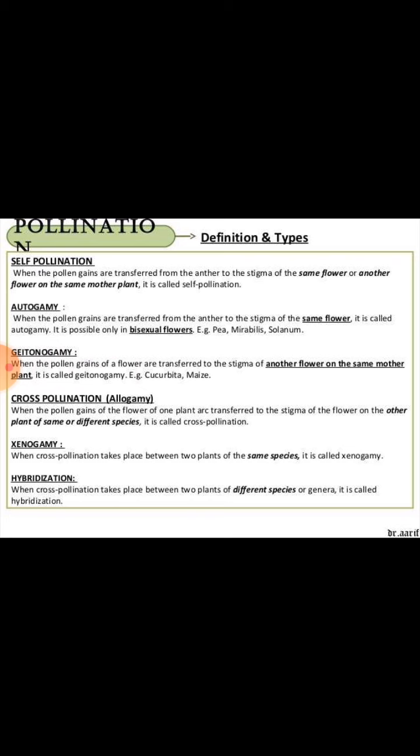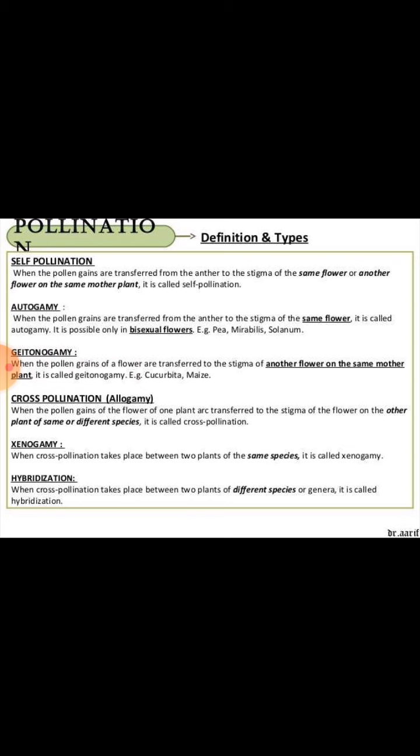And geitonogamy. What is meant by geitonogamy? When pollen grains from a flower are transferred to the stigma of another flower of the same mother plant, this is known as geitonogamy, majorly seen in maize and Cucurbita.